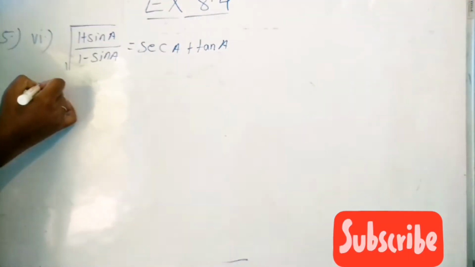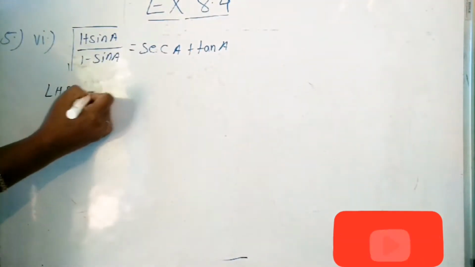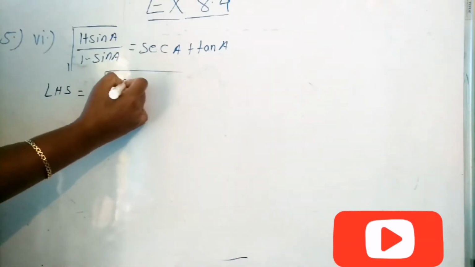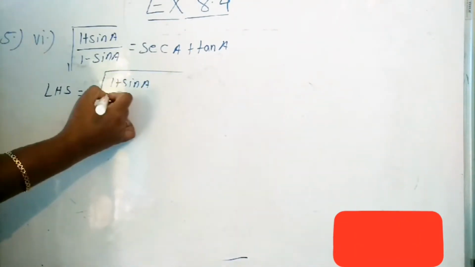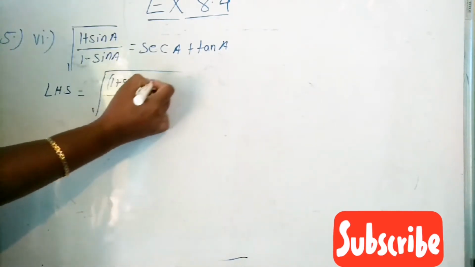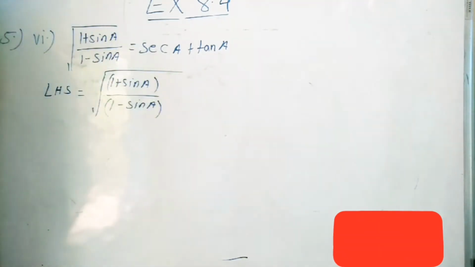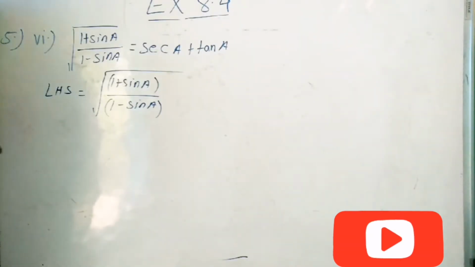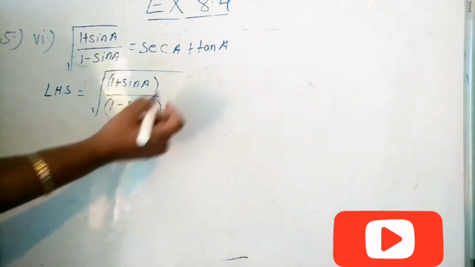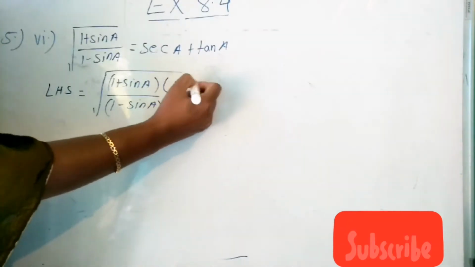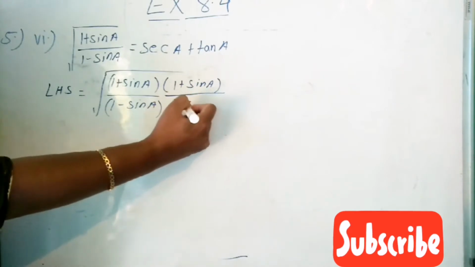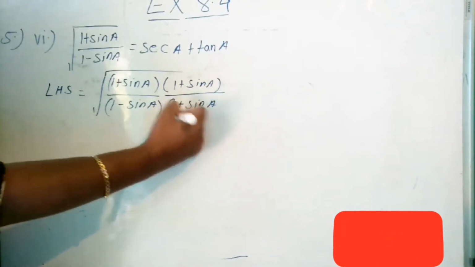So we will start from LHS. LHS is equal to square root of (1 plus sine A divided by 1 minus sine A). First step, we will multiply the numerator and denominator by 1 plus sine A.